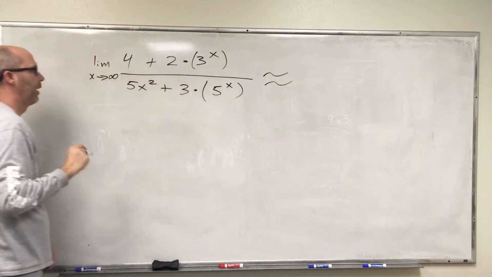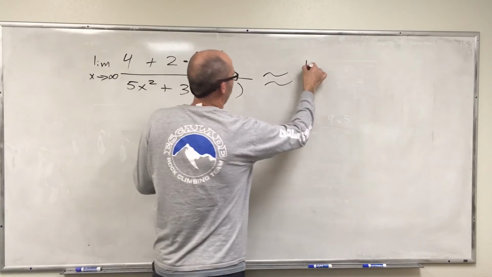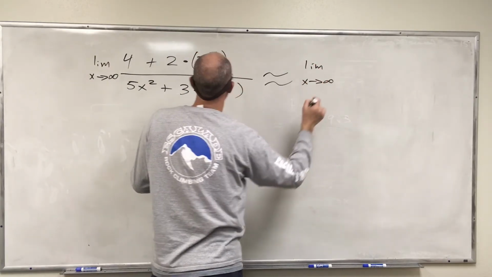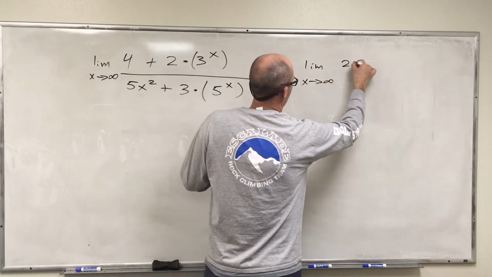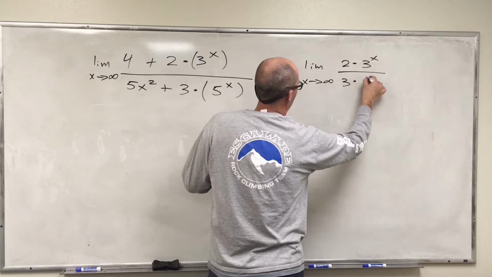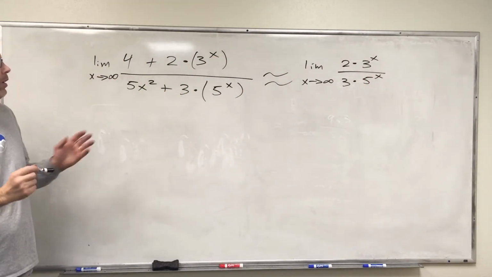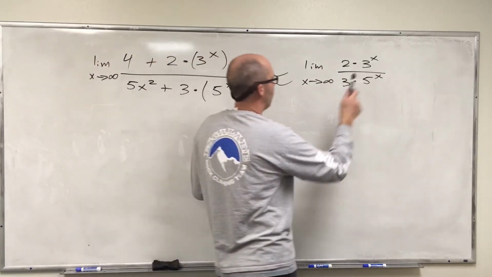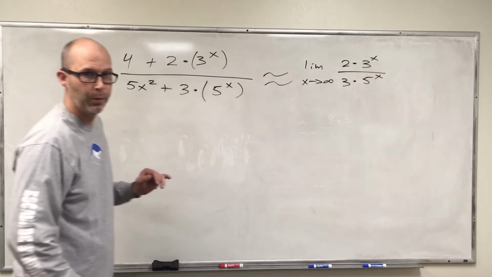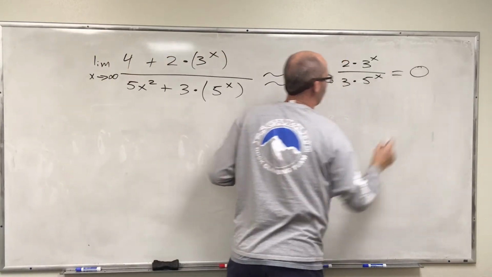Right, so this guy is approximately... Now, you can think of it just as 5 to the x grows a lot faster than 3 to the x. So our answer is going to be 0.